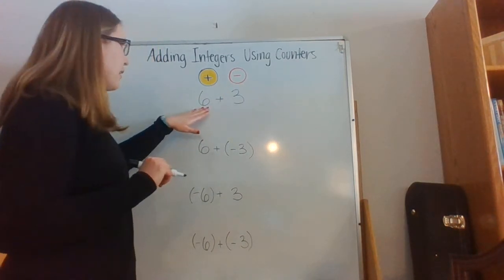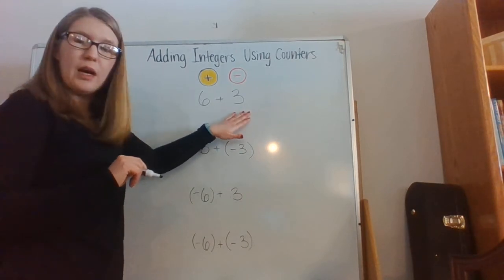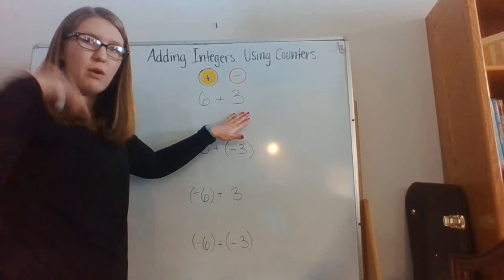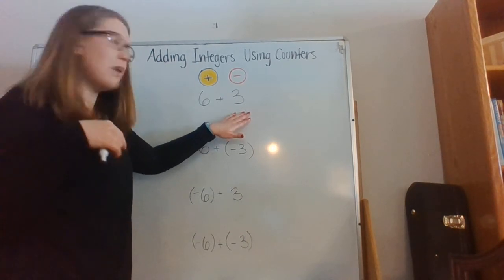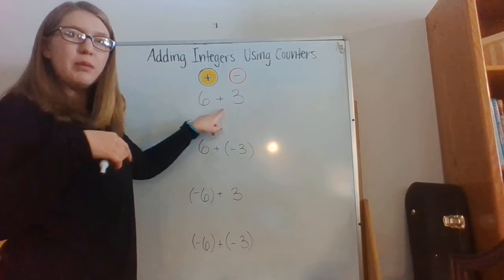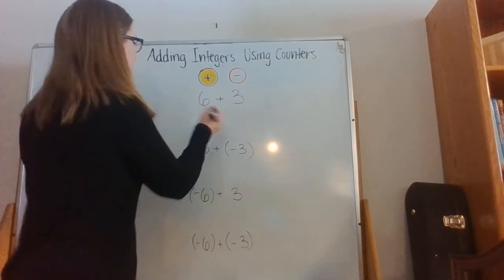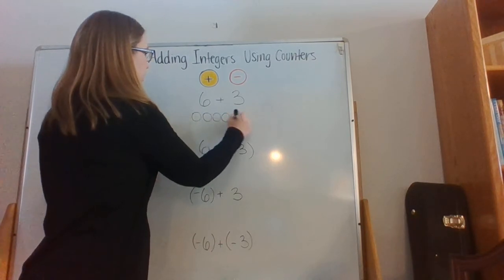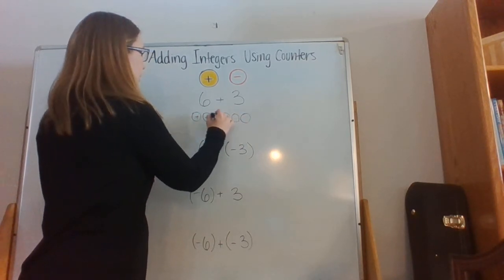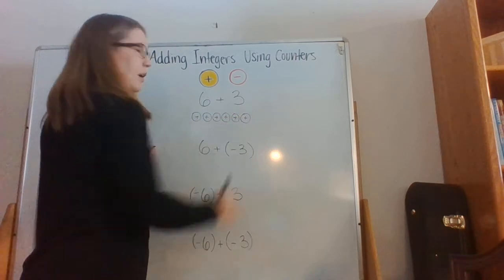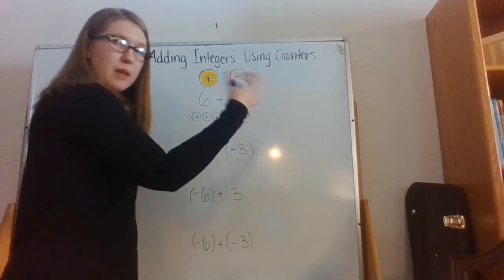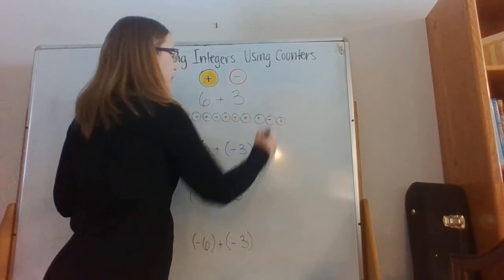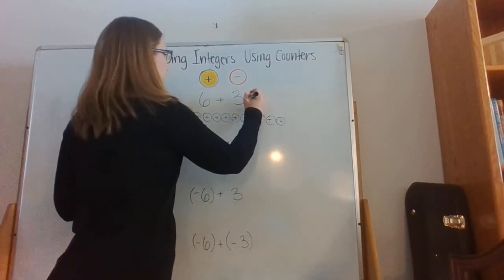So if I have 6 plus 3, I want to be very mindful of when it's a positive or a negative number. Here it's positive 6 plus positive 3. So in this case, I would have 1, 2, 3, 4, 5, 6 positive counters. And now I am adding, I'm putting 3 more counters up. And now this, of course, as you already knew, equals 9.